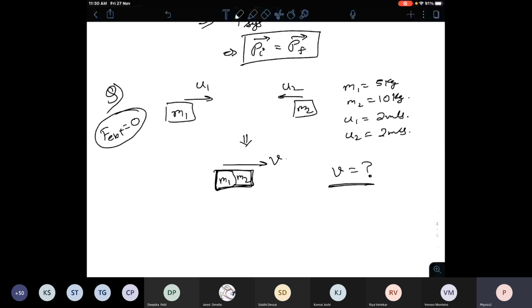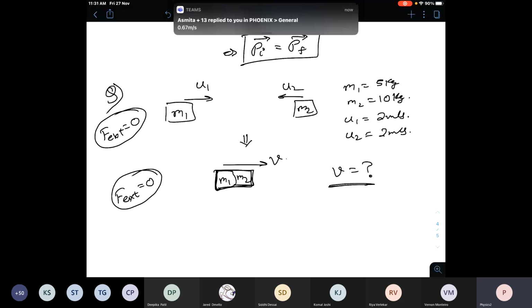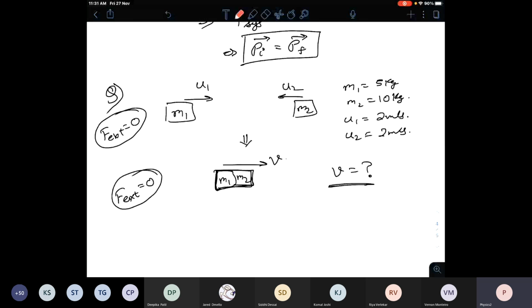Is that force external or internal, that is what you have to decide. All of you calculate it because you know that momentum is conserved over here, but the important thing is how and why is the momentum conserved.